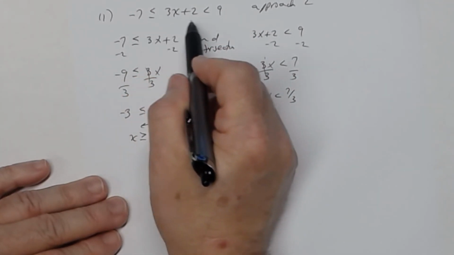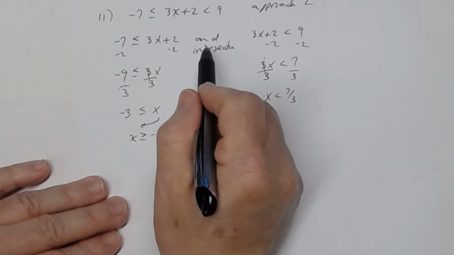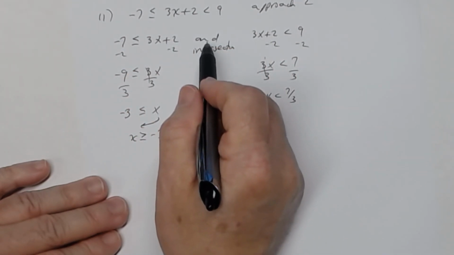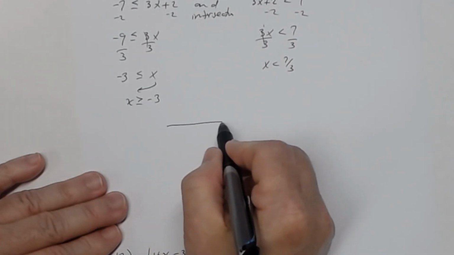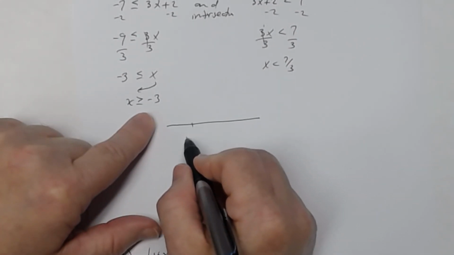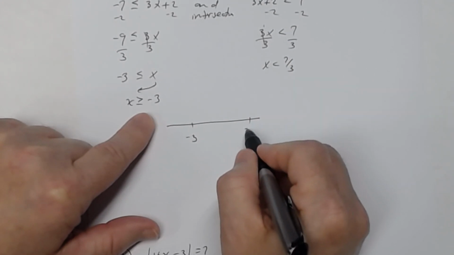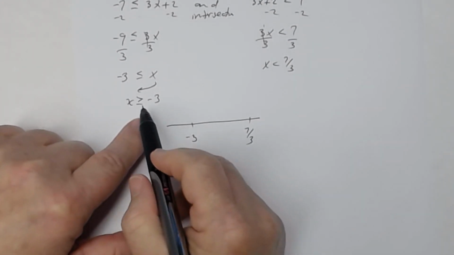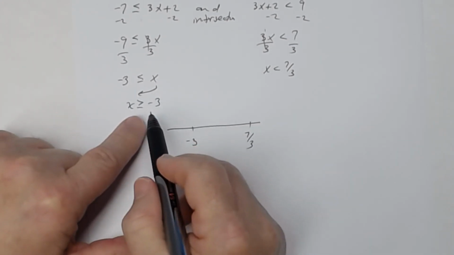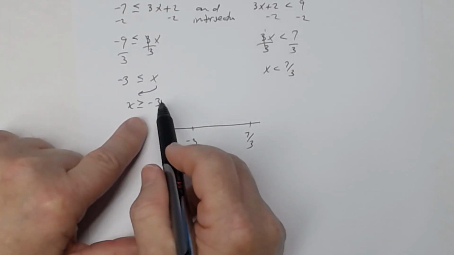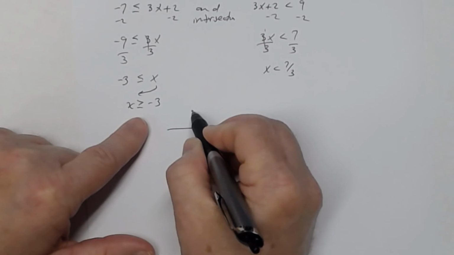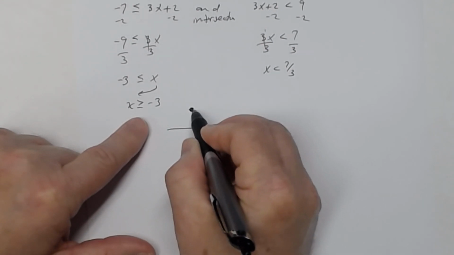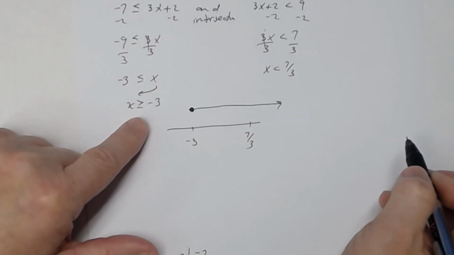To determine the solution to this compound statement, you have to look at the fact that this is an and statement, an intersection. So in your mind, you're doing this. So here's negative 3. Here's 7 thirds. Make sure you put in the number line correctly. So let's graph this one first. So I'm going to shade in every real number that's greater than or equal to negative 3. Since there's an equal sign, I'm going to use bracket, closed circle. And then any real number greater than that.